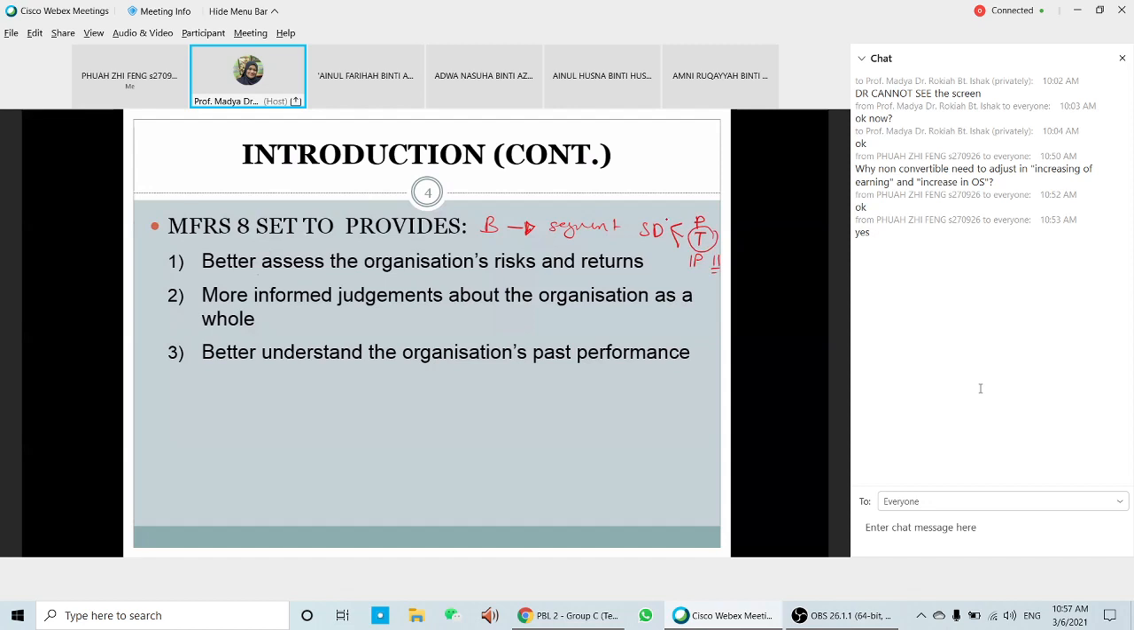So they know that from the total profit of Sandabi, which sections provide more profit or which sections provide losses. So the user can better analyze the risk and returns of the company, and make more informed judgments about the organization as a whole, to better understand the organization's past performance. That is the purpose of having this standard.